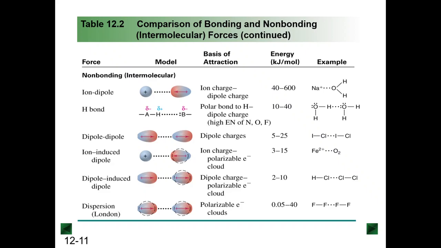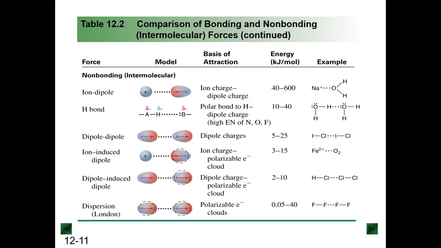So the example here is shown when iron 2+ interacts with a molecule of oxygen. Oxygen, of course, has no dipole moment. But as it comes near to the iron 2+, the electrons on the oxygen are slightly attracted to the positive charge on the iron, thereby pulling the oxygen electrons to one side of the molecule and leaving the nuclei more bare on the other side, so creating a temporary dipole. But these temporary dipoles fluctuate, and they don't last long. They're not like permanent dipoles.